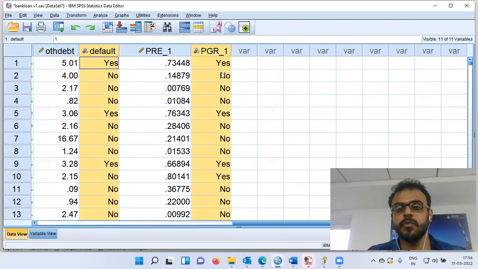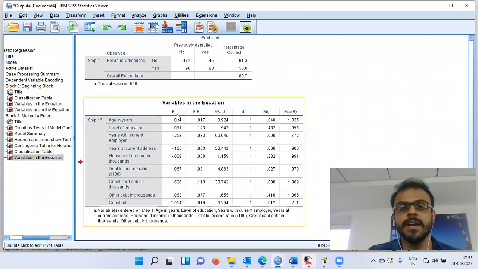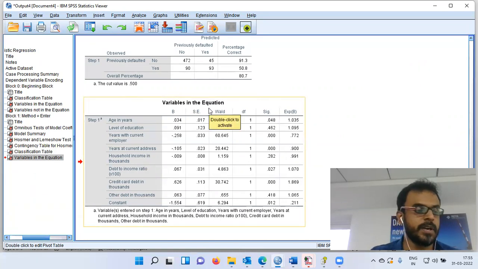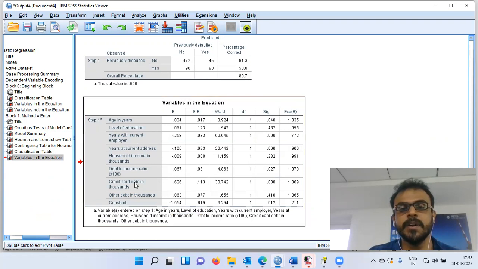Now, even before I show you how the cross tabulation and such things work, I'll go back to the output of the logistic regression model and explain the parameter estimate table. You can see here, it says variables in the equation. Very important. All these are the independent variables that I had entered. And the last entry corresponds to the constant term, or the beta naught term here. Age, level of education, years with the current employer, all these are the independent variables.